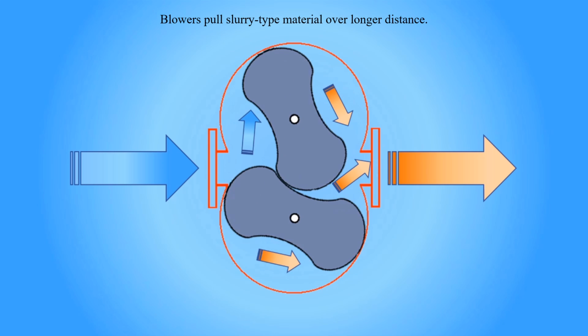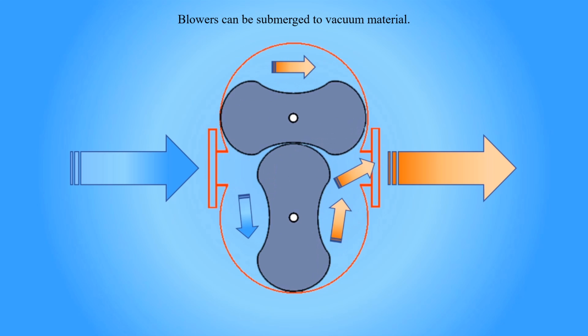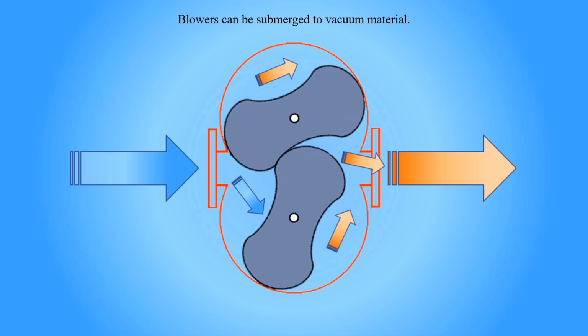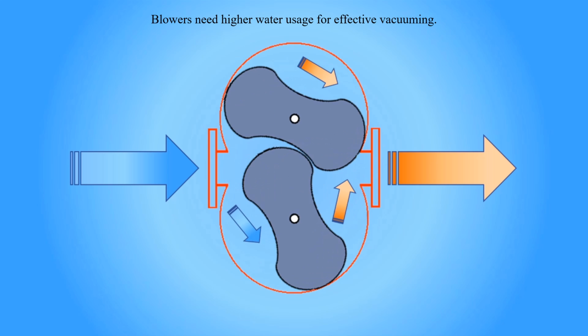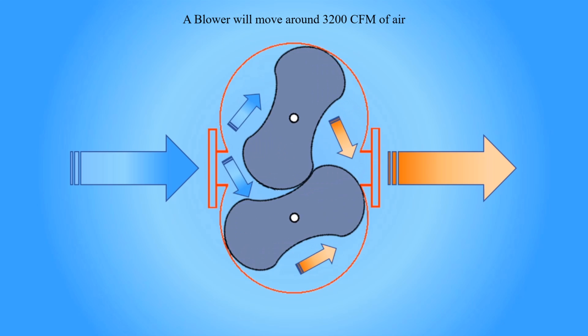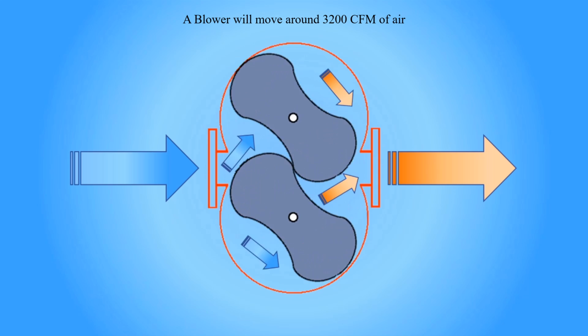Blowers pull slurry-type materials over long distances. Blowers can be submerged to vacuum material. Blowers need higher water usage for effective vacuuming. A blower will move around 3,200 cubic feet a minute of air.